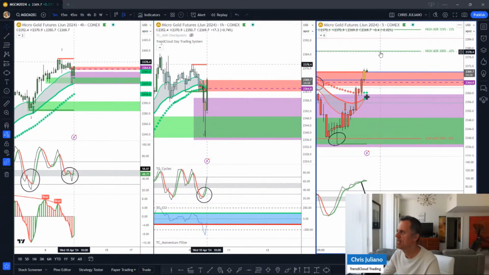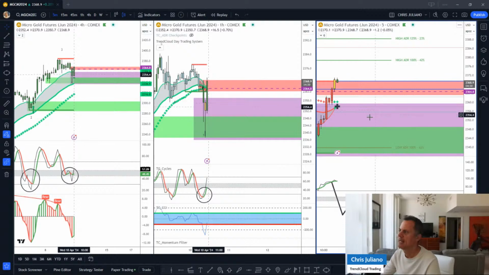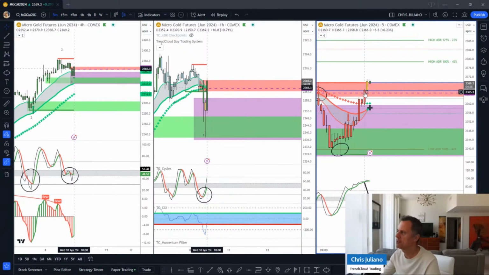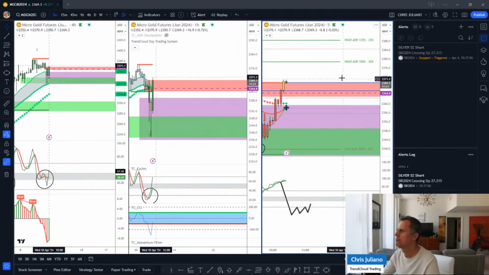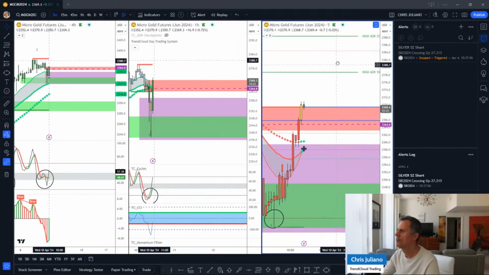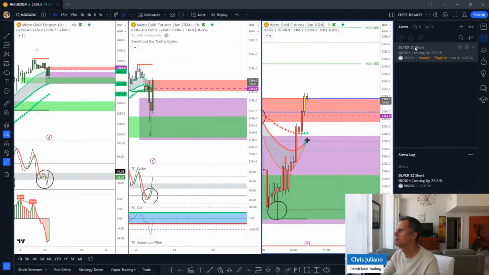Perhaps we go and we hit this ADR checkpoint here, and then by then, you know, it'll be 11 o'clock. Things will start to go sideways. But as soon as we get a trend cloud signal, I'm going to set an alert now. 5-minute chart. I want the 5-minute trend cloud signal. Let's set the alert.